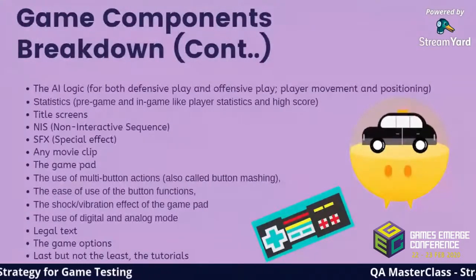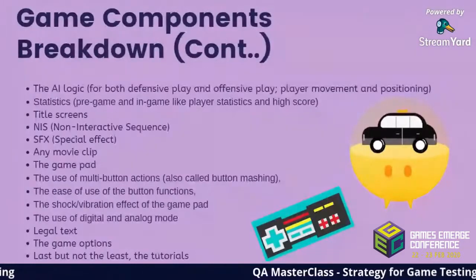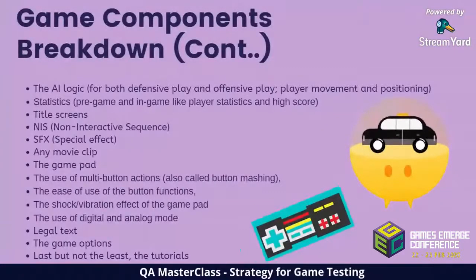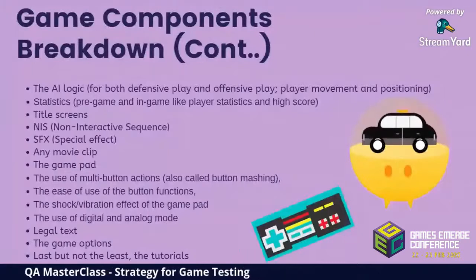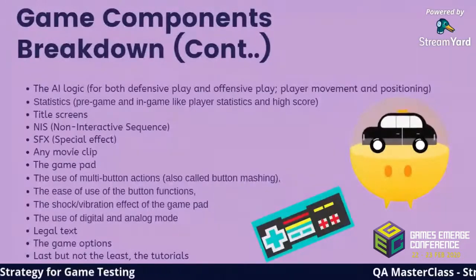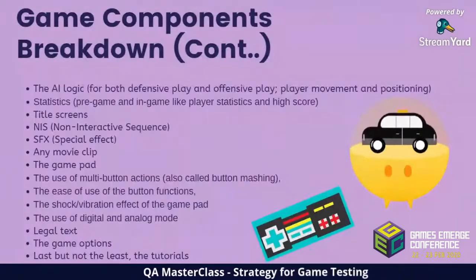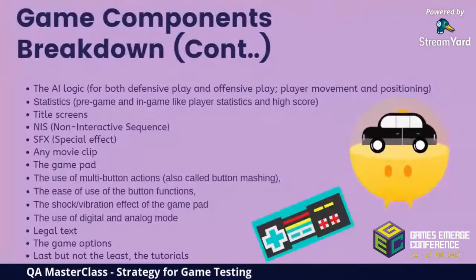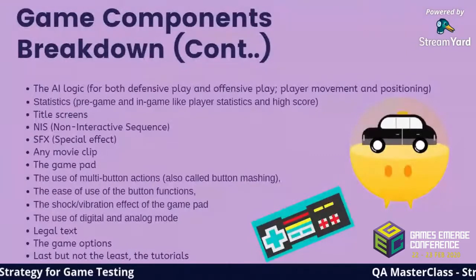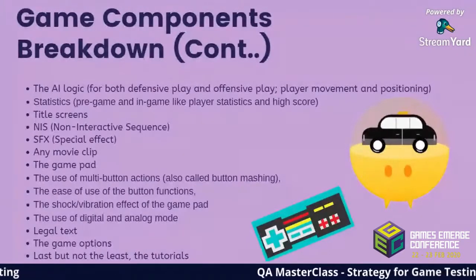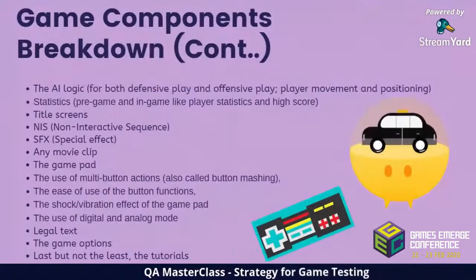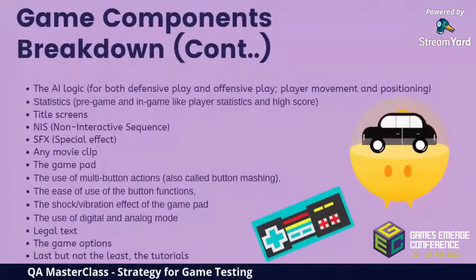The title screens, the NIS, the SFX. So this is the non-interactive sequences and the cinematics. If you're moving through a level, and all of a sudden an action triggers a scene in the game that maybe has a storyline to it, that should be seamless. That should have a good impact. So you have to test each and every part of it. Then the movie clip comes into that.